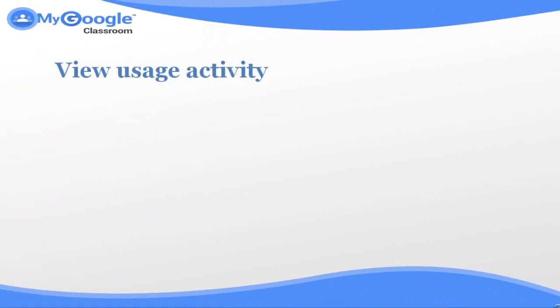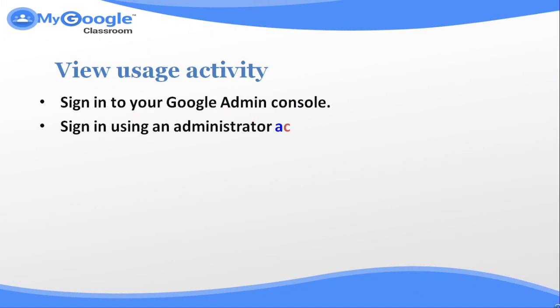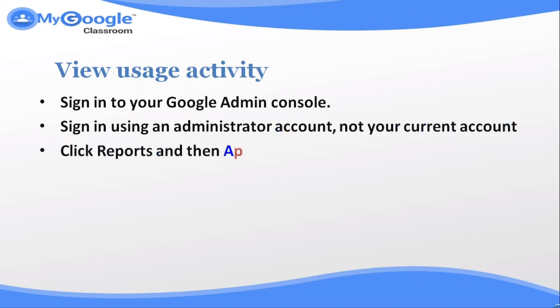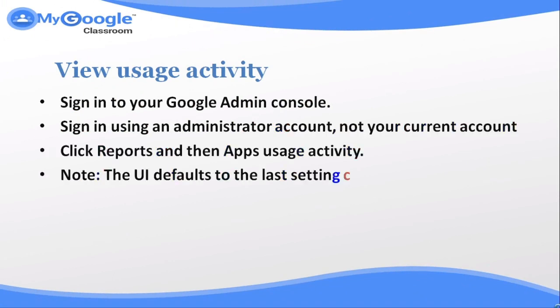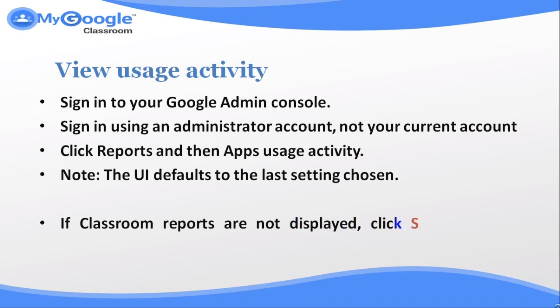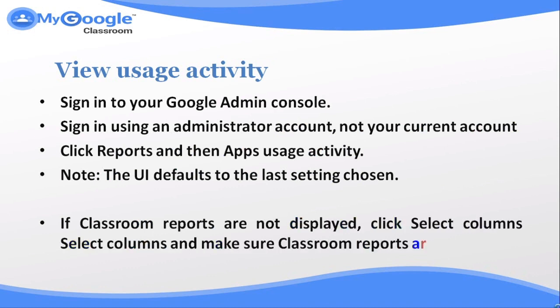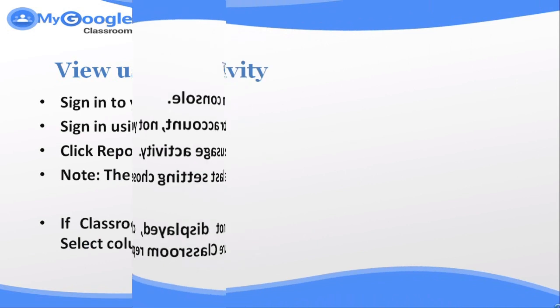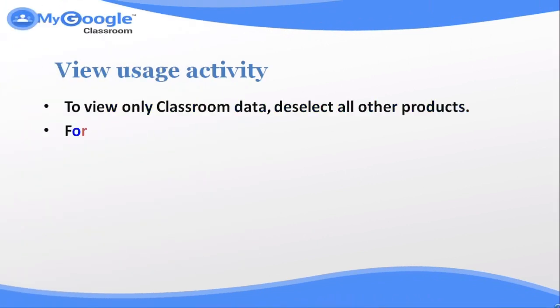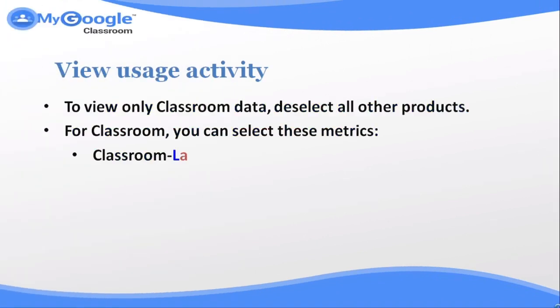Click into Google Admin Console. Sign in using an administrator account and not your current account. Click Reports and then Apps Usage Activity. Note the UI defaults to the last setting chosen. If Classroom reports are not displayed, click Select Columns, and make sure Classroom reports are selected. To view only Classroom data, deselect all other products.